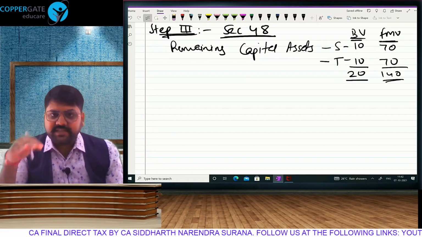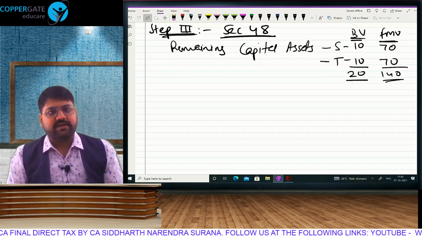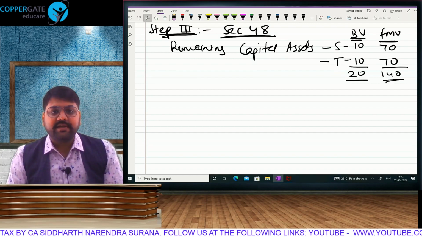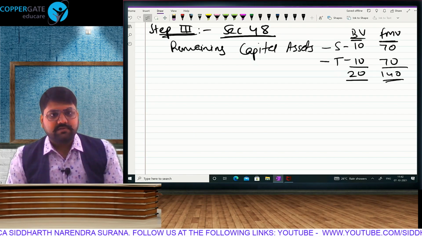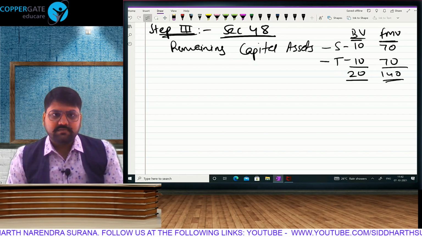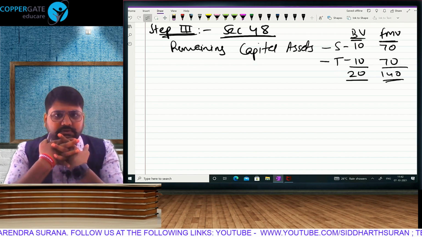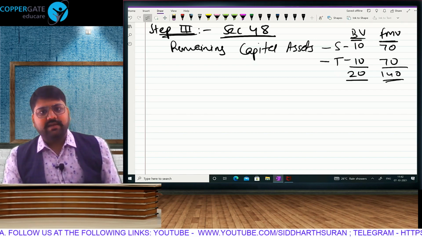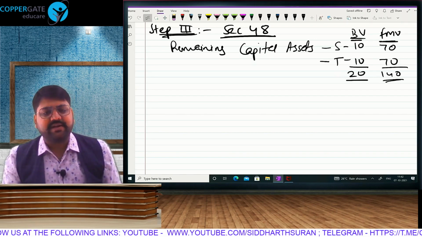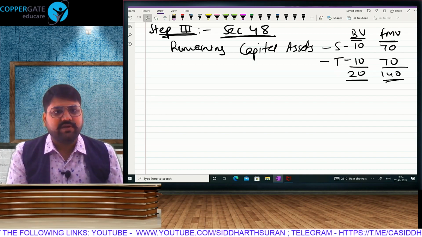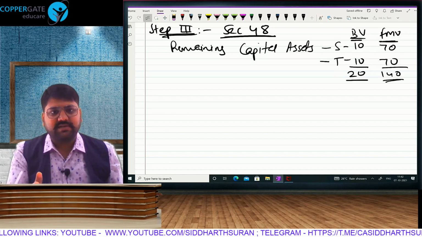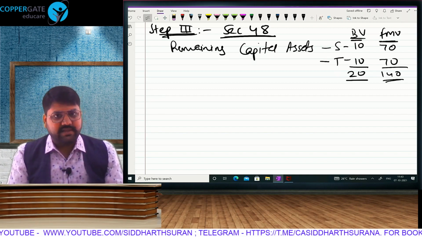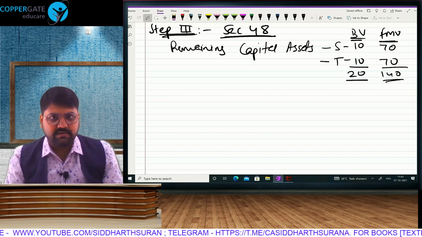Tell me, what is the total increase from book value to fair market value? 120. In what proportion? 1:1? Equal only, no? Supposingly, one land would have become 10 lakh ka 40 lakh and the other land would have become 10 lakh ka 70 lakh. That means the total increase would have been 60 plus 30, 90 lakh, then the proportion would have been 1:2 or something. But here, can I say the increase in the value of both lands is equal?